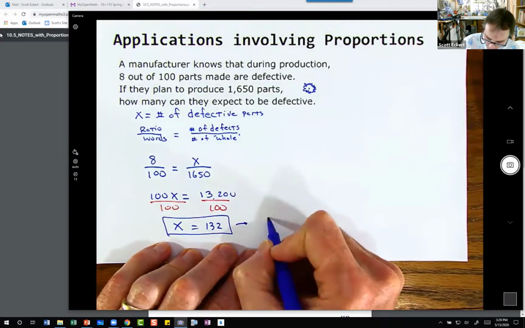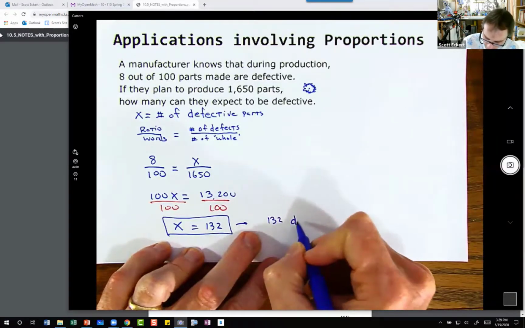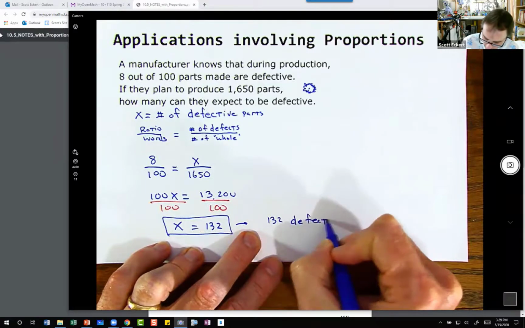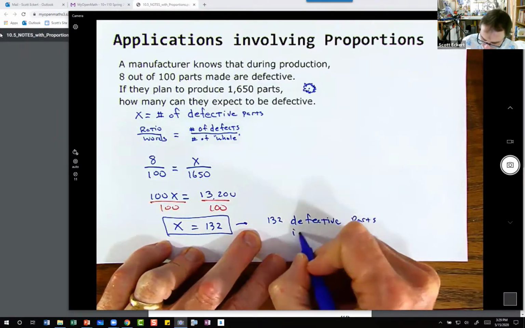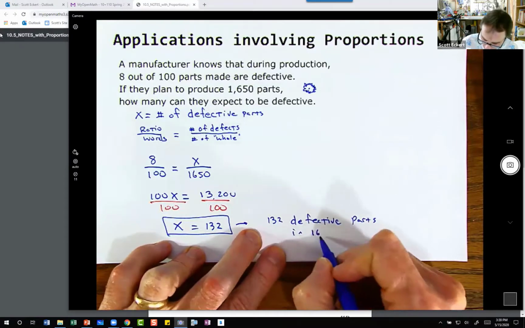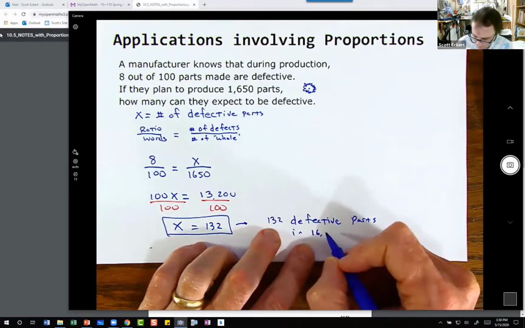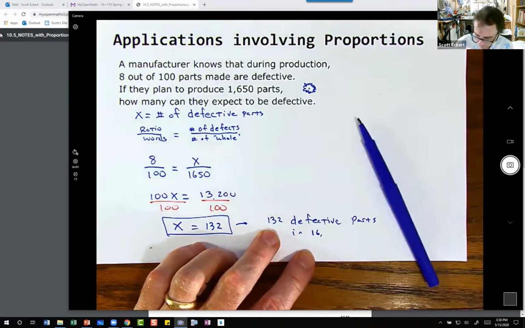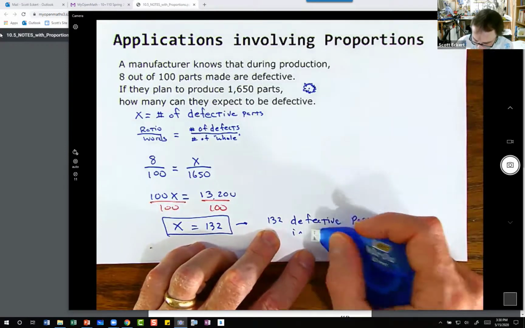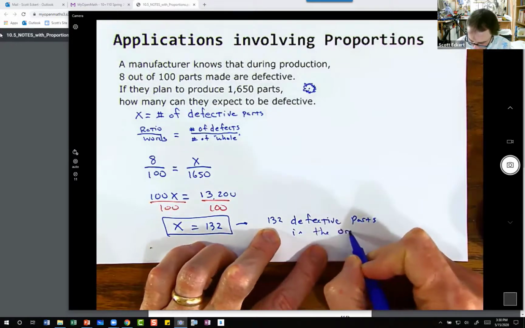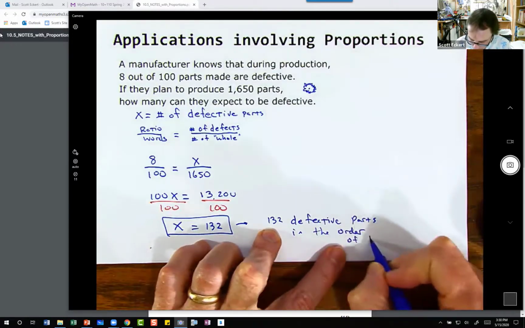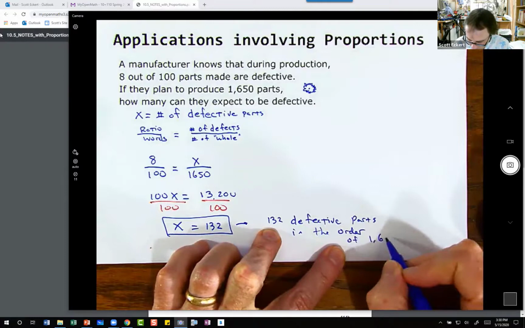What does that mean? That means 132 defective parts in the order of 1,650.